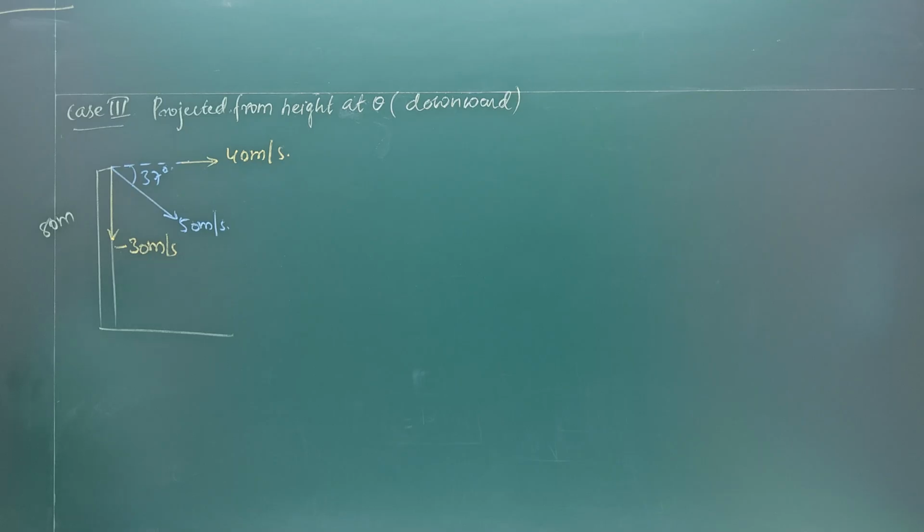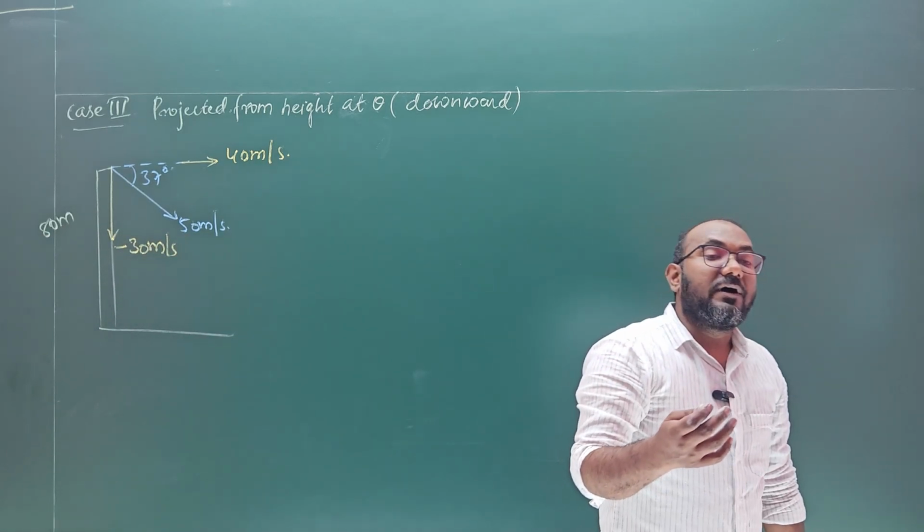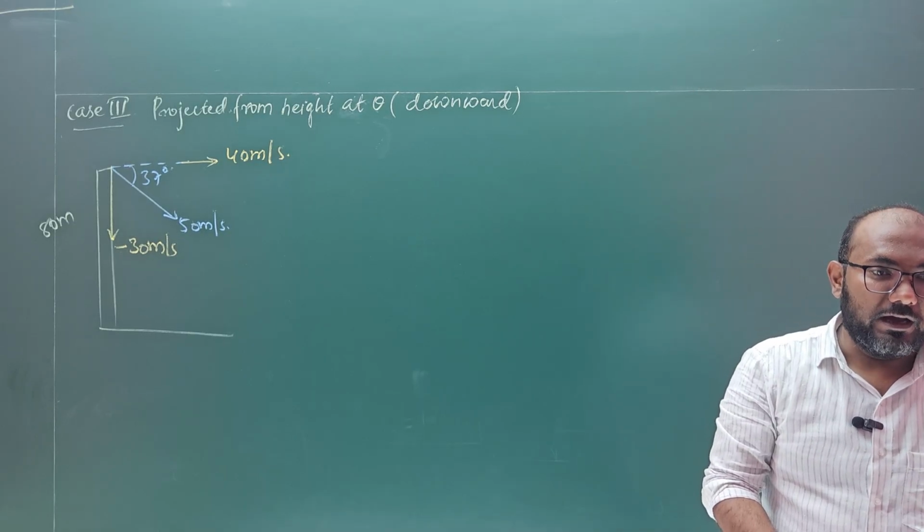Yes or no? Similarly, can we find time? Can we find range? Can we find Hmax? Hmax is here the height of the building itself. This time again, we can find velocity at any time, velocity at any height, coordinates, energy. We can find anything. Yes or no?